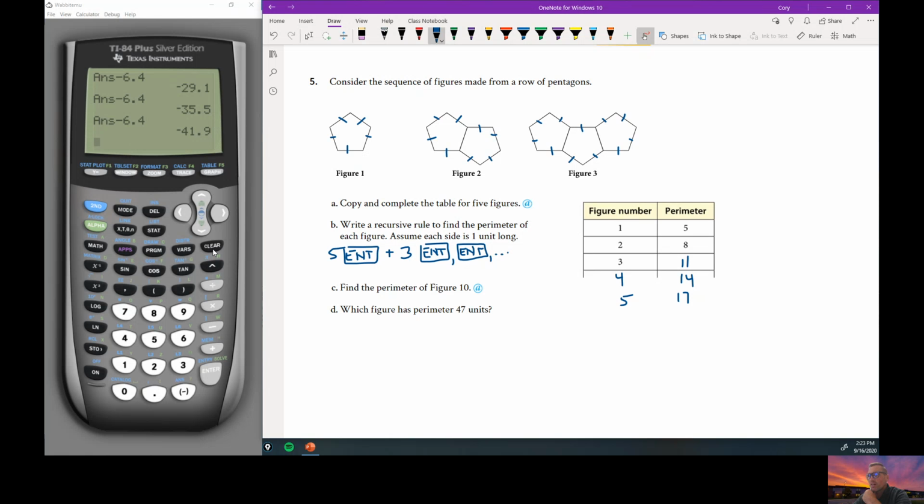So what about the 10th figure? Well, here we go. We know the first one is 5, and then the second one is 8, and then 3rd, 4th, 5th, 6th, 7th, 8th, 9th, and 10th. So that should be a perimeter of 32. I check my answer on that one. Yeah, I got that right. So that's our 10th. And now we want to figure out which figure has a perimeter of 47 units. So this is 10. This would be 11, 12, 13, 14, 15. So figure 15.